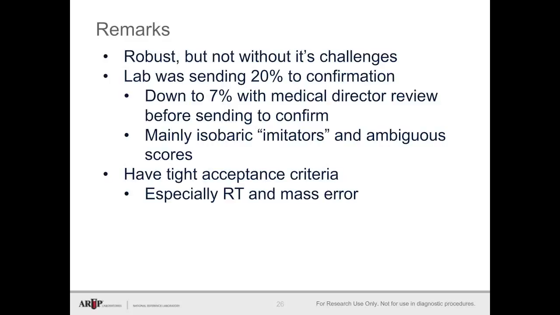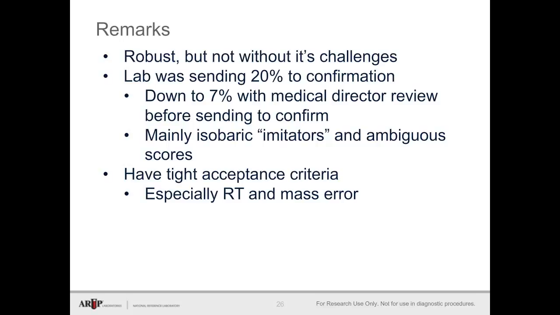Just some remarks on this particular test. Overall, it performs very well, but there are some challenges. The laboratory was confirming approximately 20% of the positive samples by LC-MS. Typically, this was because the metabolite pattern was abnormal or the score was suboptimal due to a high mass error or a slight shift in retention time, or what we call an isobaric imitator. So it's an uncharacterized interference, and we haven't been able to figure out what it is.